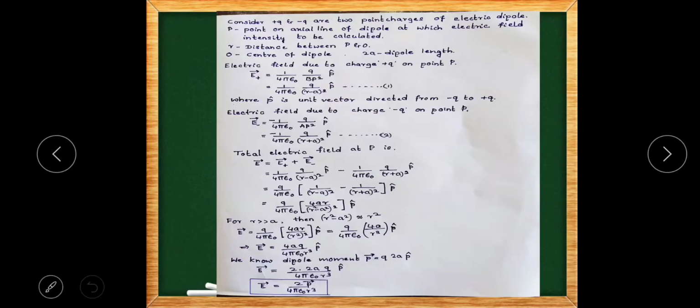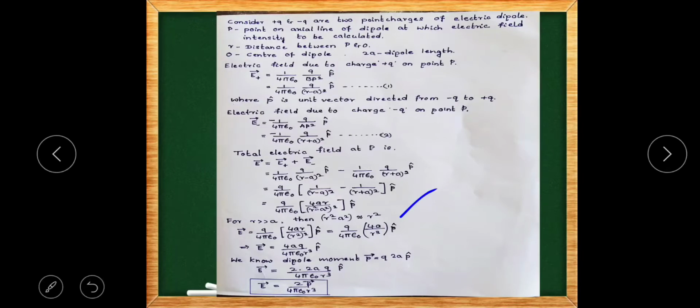Next, now for r very much greater than a, r square minus a square is nearly equal to r square. Here a square can be neglected. Now the term becomes q by 4 pi epsilon naught, 4ar divided by (r square) whole square, into p cap, equal to q by 4 pi epsilon naught, 4a divided by r cube.